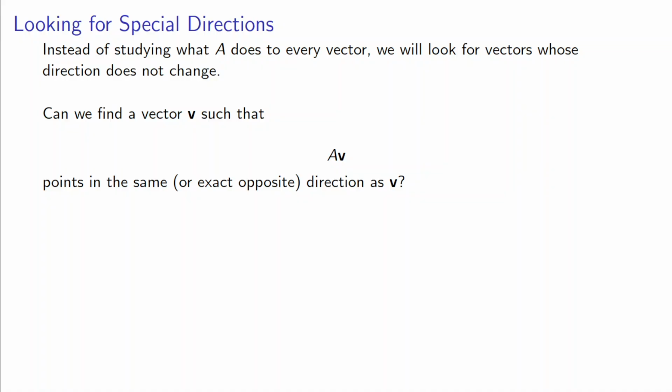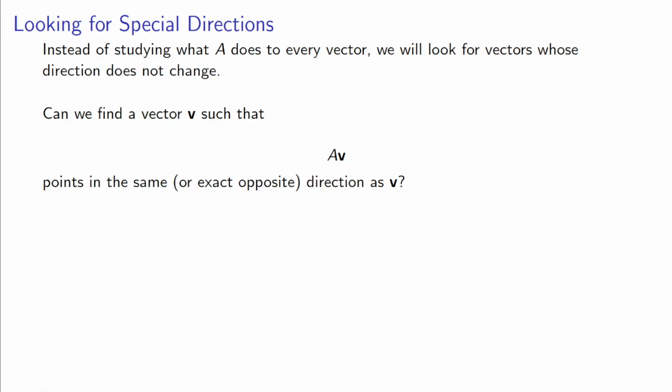So instead of studying what A does to every vector, what we do to begin here is look for vectors whose direction either does not change or changes to the exact opposite direction. So we are in particular looking for a vector v such that Av either points in the same direction or in the exact opposite direction as v. And this in general is maybe a pretty challenging question. We could play around with different vectors and see what happens.